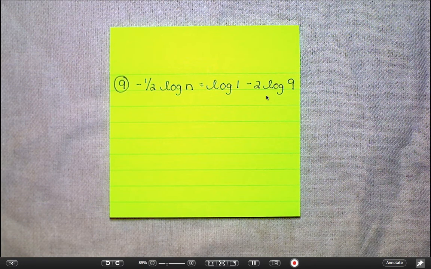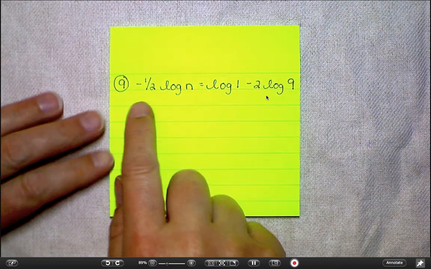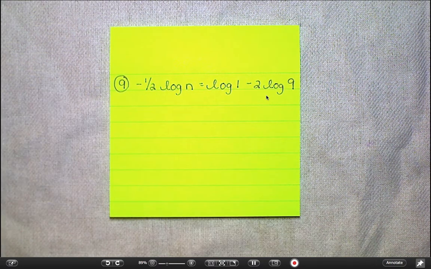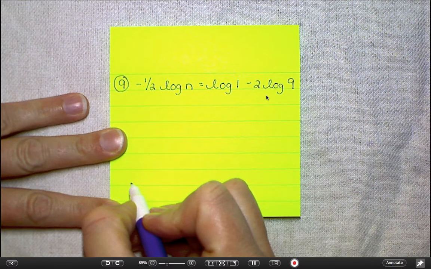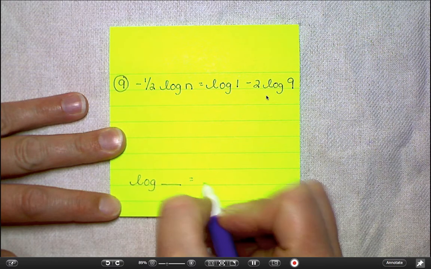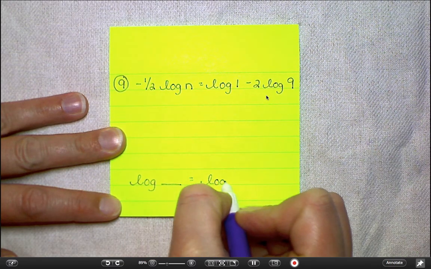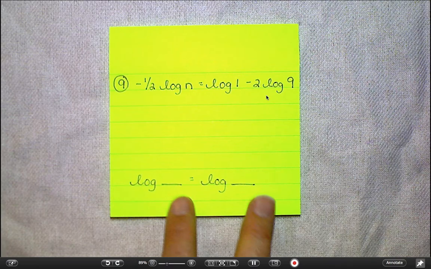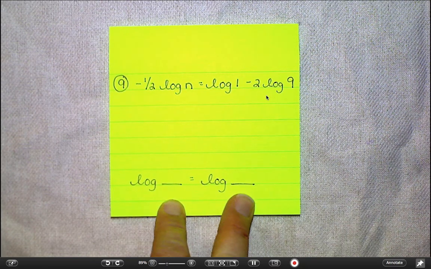Let's take a look at number 9 from 9-8b. This one is a little bit more complex, but kind of the same idea. Really our goal here is to get this to the point, and I'm just going to write this at the bottom so you can have a visual. We want to get this to the point where we have log of something equals log of something, because then we can say that these two somethings are equal to each other.